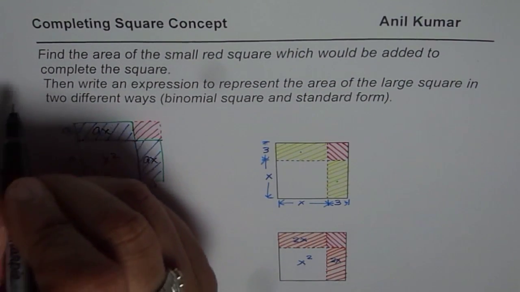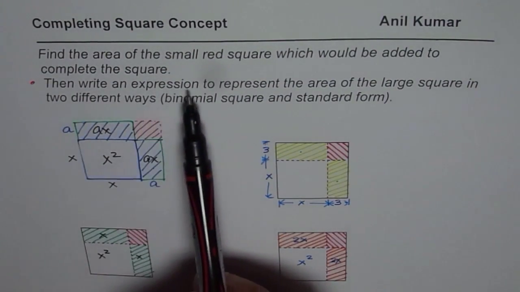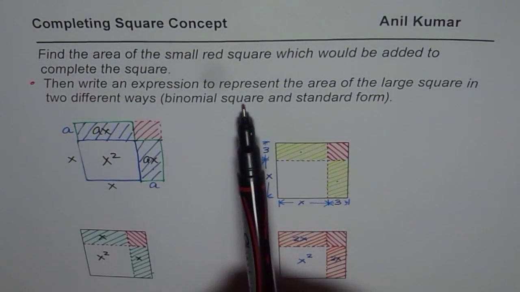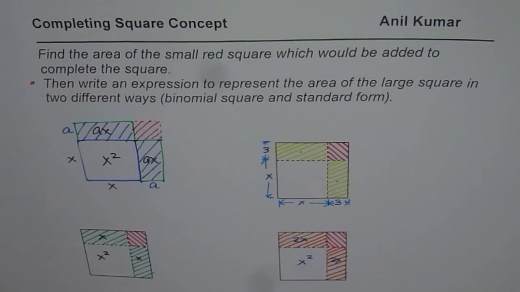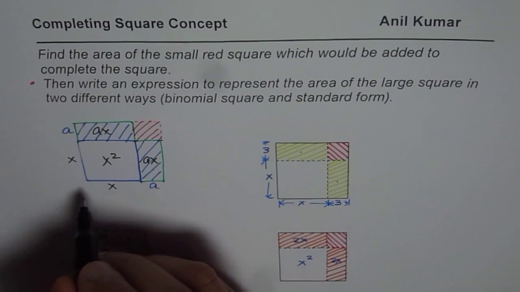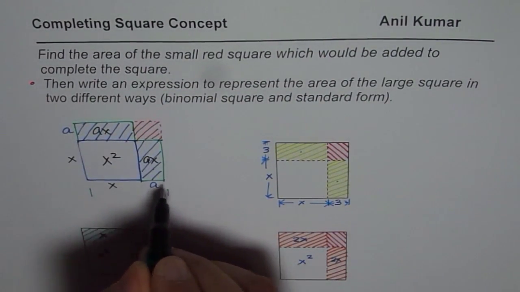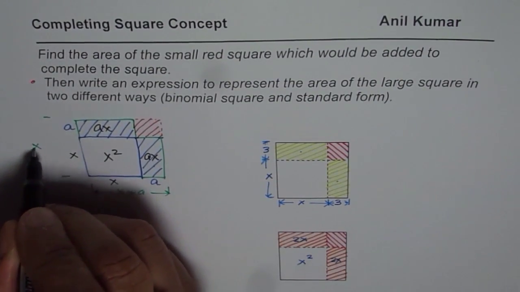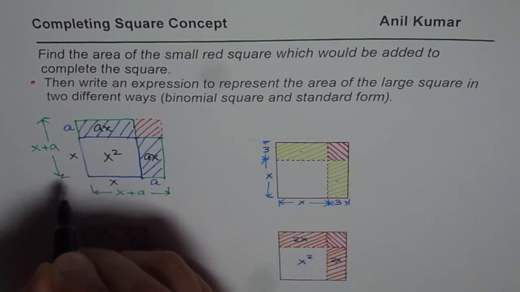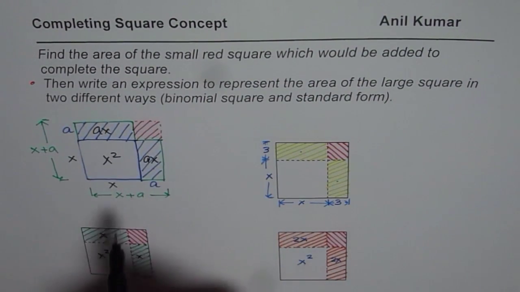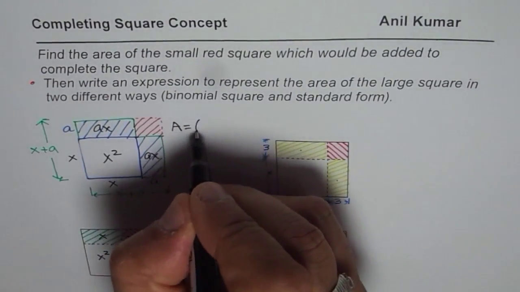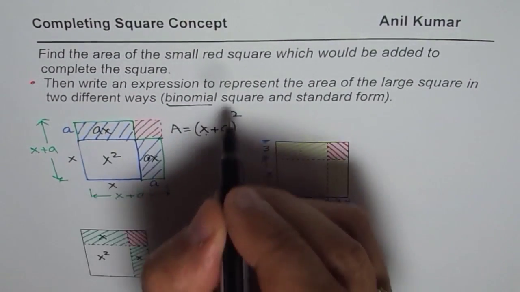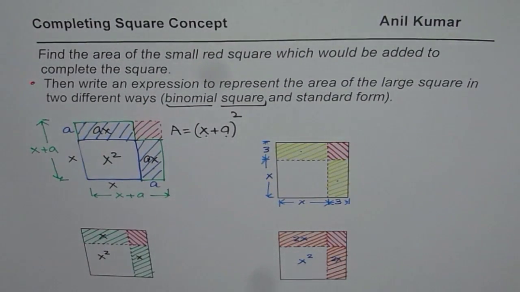Now let's look into the second part, which says, write an expression to represent the area of the large square in two different ways, binomial square and standard form. Let's explore that part also. Now, the area of this big square is how much? This side is x plus a, and this side is also x plus a. So the area of the big square is clearly x plus a whole square. That is the binomial, and then square. I hope you understand what I'm trying to say.